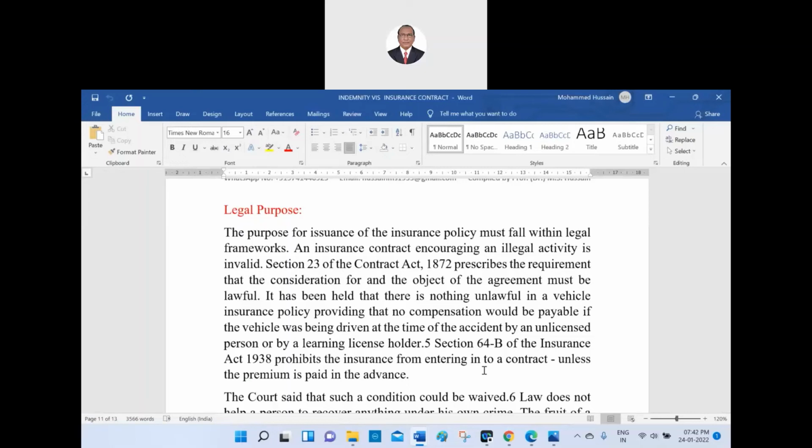Section 23 of the Contract Act 1872 prescribes the requirement that the consideration for and object of the agreement must be lawful. If the agreement is not lawful, then the contract is void. In the same manner, there must be a lawful agreement as per Section 23.